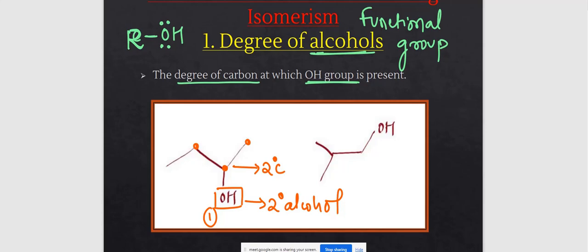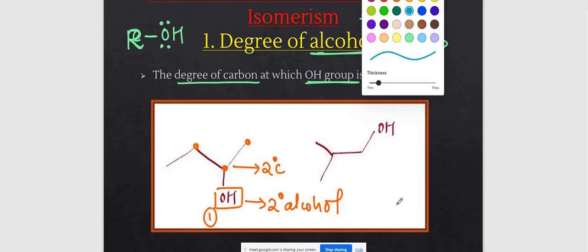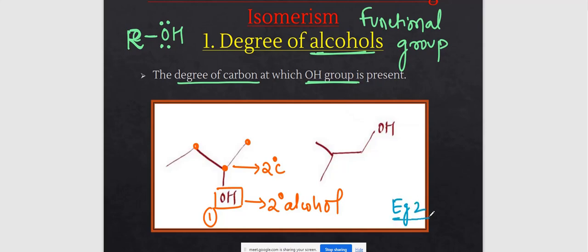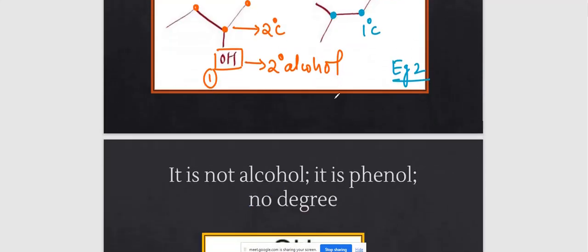Now can you tell me the degree of alcohol in the second example? This is your alcohol. It is attached to this carbon. 1 degree. This carbon is directly connected with only one other carbon, so this is 1 degree carbon. So this is 1 degree alcohol. This is how we decide the degree of alcohols.